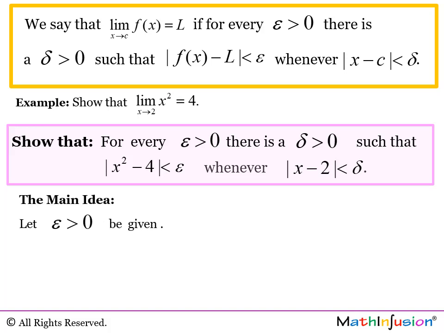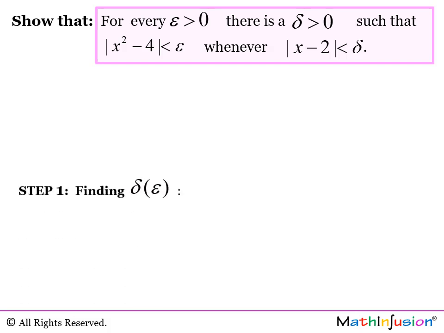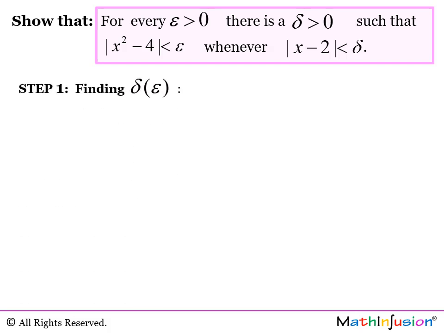And again, the main idea is that epsilon is given to you and we have to find a matching delta. So again, delta depends on the given epsilon, so it has to be a function of epsilon. Step 1. We are going to find delta as a function of epsilon. From here, we would like to get that this is less than epsilon, so we have to work with the absolute value of x to the power of 2 minus 4.